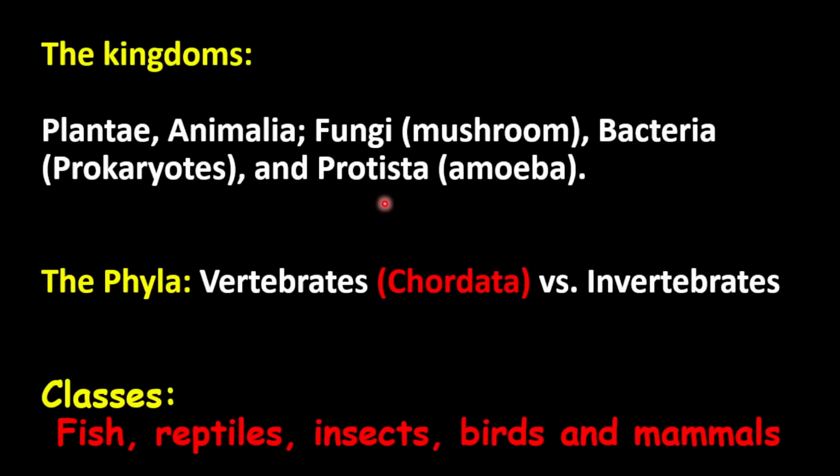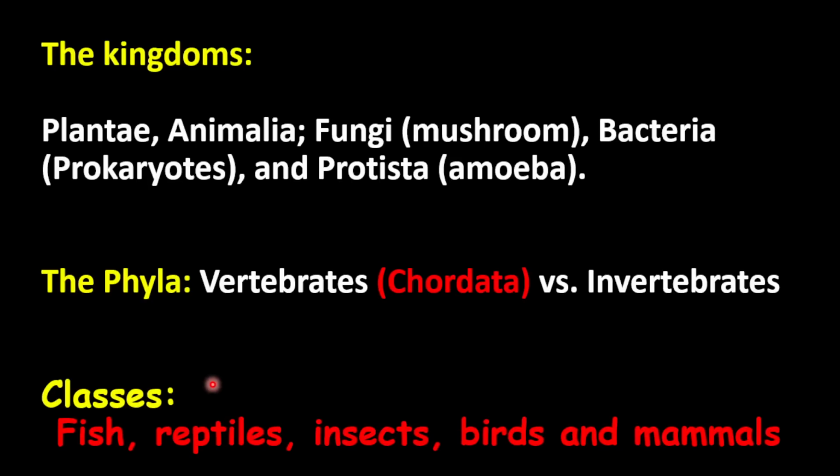All right, you also need to know the protista kingdom, which includes amoeba. All right, the specific phylum that you need to know is vertebrate, and vertebrates, they're also called chordata. Those are the ones with backbones. And you have the invertebrates, those are the ones without backbones. So please, you need to know those. You need to also know examples from different classes, such as fish, reptile, insects, bird, and mammals. And what you need to know is also specific characteristics, for example, birds and mammals are the only warm-blooded. All right, the others will be cold-blooded. You need to know things like that.